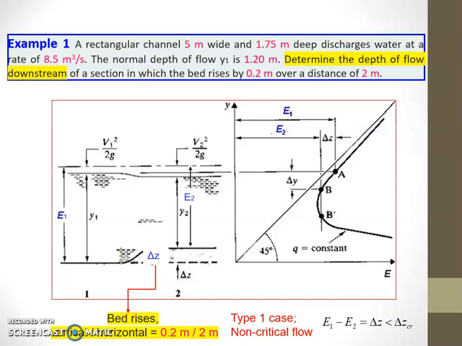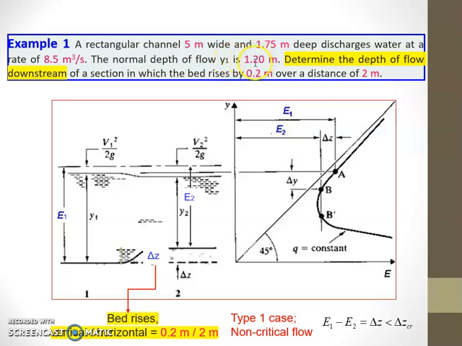Okay, students, so this is example 1 for your effect of bed level. You are given a rectangular channel 5 meter wide and 1.75 meter deep. Channel width 5 meter and the actual channel depth is 1.75 meter. Discharge water at a rate of 8.5 meter per second. So that is Q. The normal depth of flow is your Y1 that represent 1.2 meter.